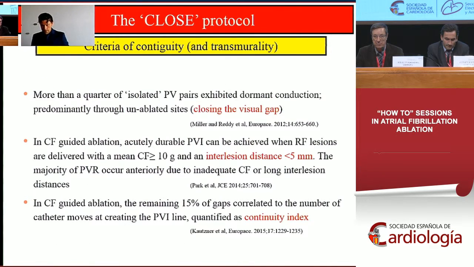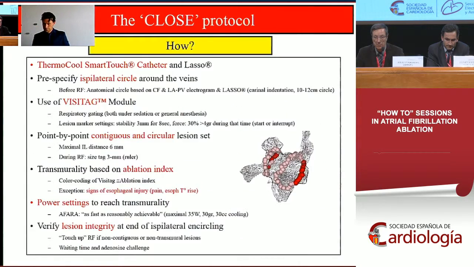Are we the only ones claiming that continuity is important? Because basically, one of the new ingredients for me for the closed protocol is continuity, continuity, continuity. No, the answer is no. 3 papers, and probably more, already indicated that interlesion distance and achieving continuity is important. But with the new VisiTech, it is more reliable to make continuous lesions.